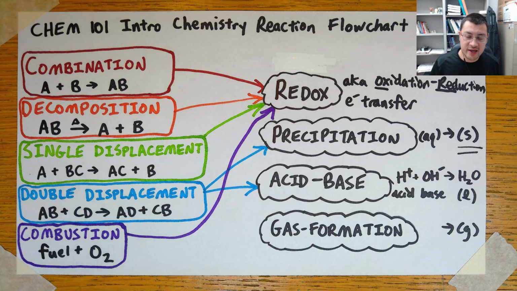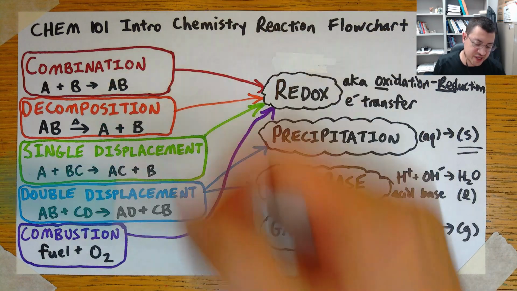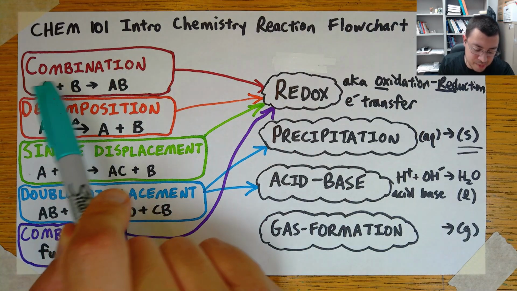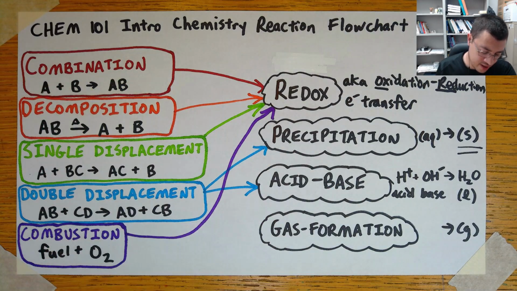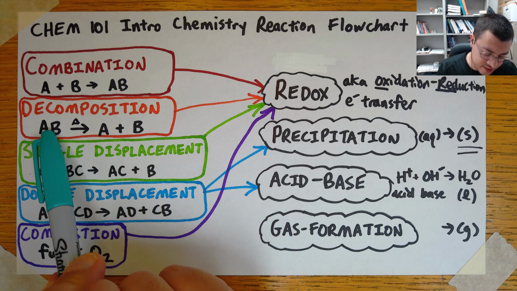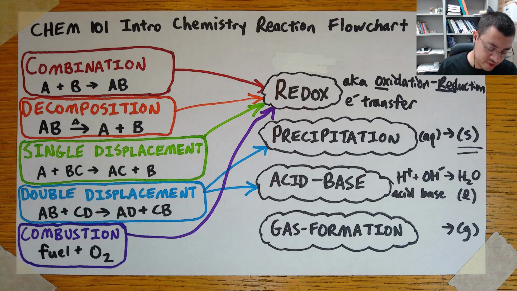Welcome. So in a Chem 101 Intro Chem class, most reactions covered will fall into one of these 5 reaction classes. We have first combination, where 2 things will combine to become one product.